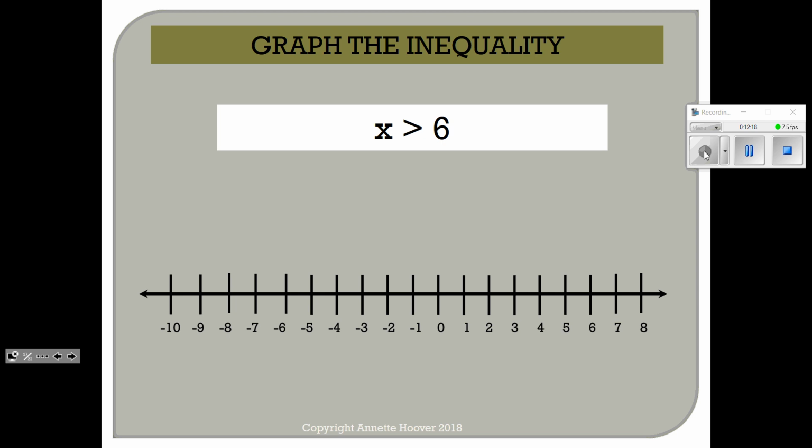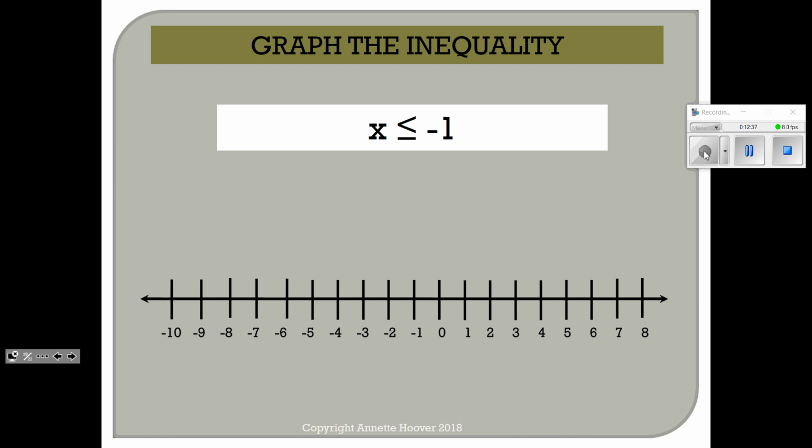Okay, now just to graph. X is greater than 6. We have the variable on the left. It reads x is greater than 6. We do an open dot because it's not equal to, and it's greater than, so it's going to go to the right.